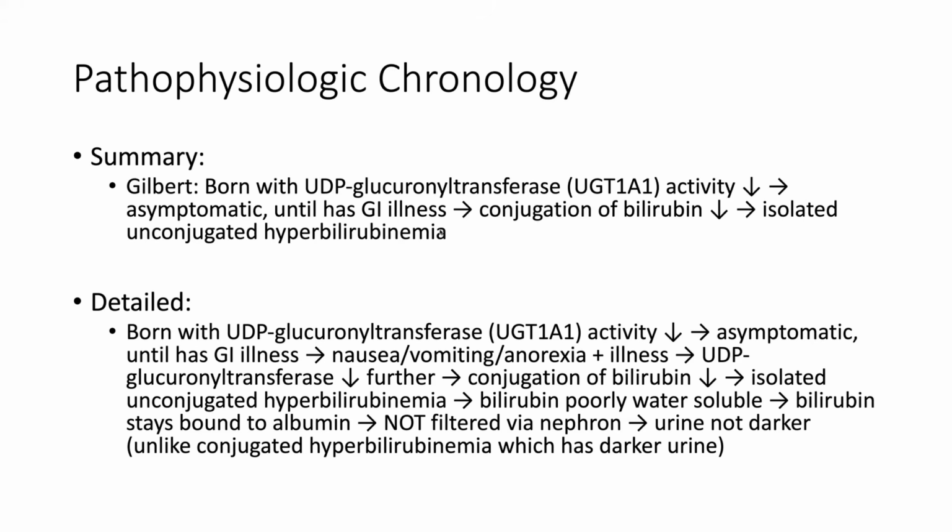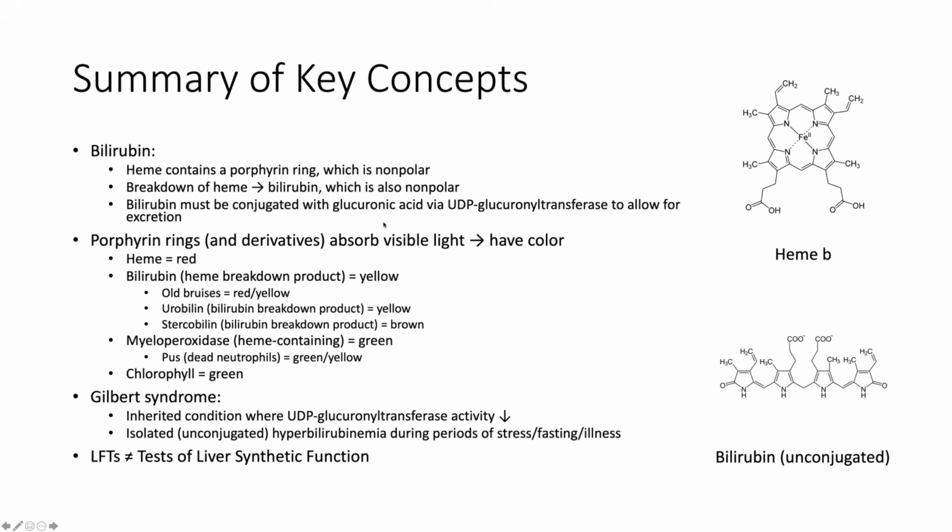So if the idea of conjugated versus unconjugated, or direct and indirect, and all this stuff confuses you, this is the lesson for you. Also, if you're confused about AST and ALT and all that stuff, this is it. That's what we're going to talk about. So, summary of key concepts.